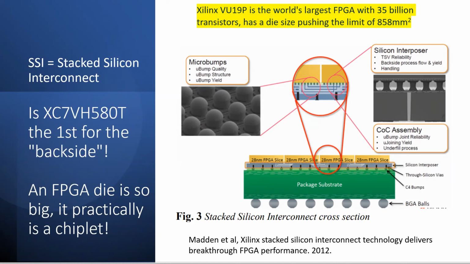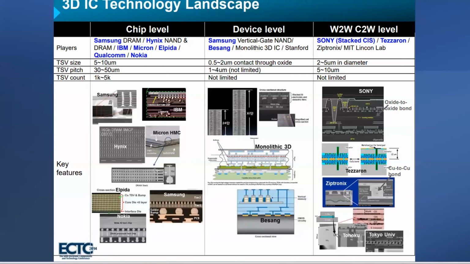And at that time they saw the 3D IC technology landscape like this, right? The chip level, device level, wafer to wafer, chip on wafer level. All these, some are realized, some are not. Monolithic is still talked about a lot, but not really happening right now. And then people work on wafer on wafer, chip on wafer. These are all pretty good. TSMC is pretty good at doing that now.